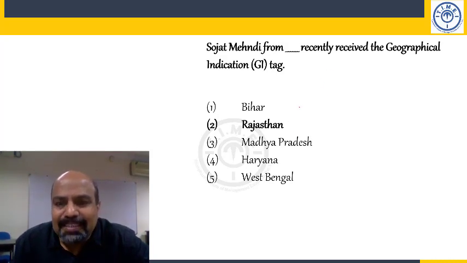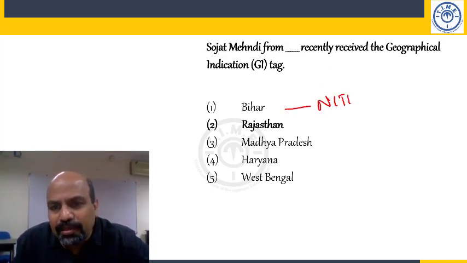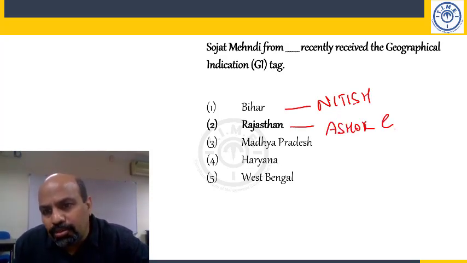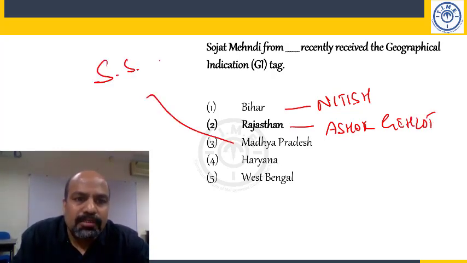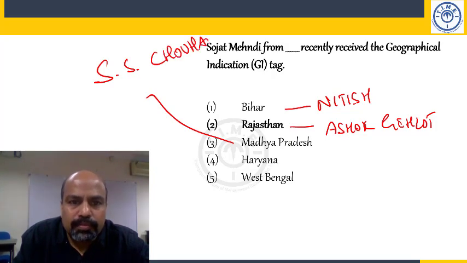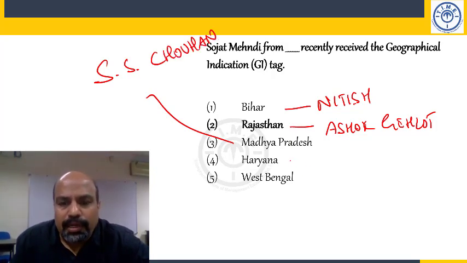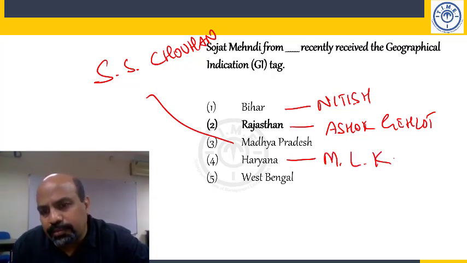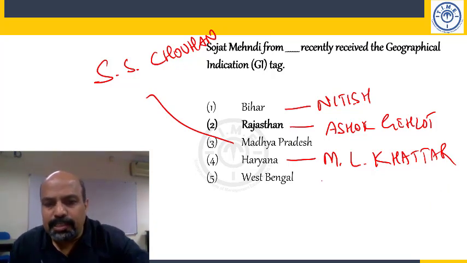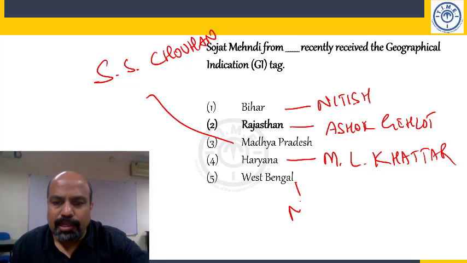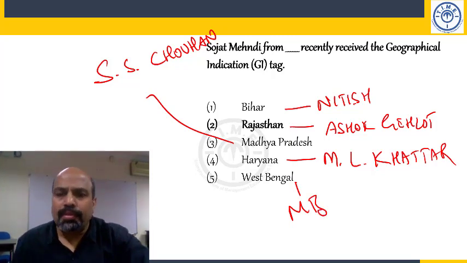Bihar Chief Minister Nitish Kumar. Rajasthan, Chief Minister Ashok Gehlot. Madhya Pradesh, Shivraj Singh Chauhan. Haryana, Manohar Lal Khattar. And West Bengal, Mamata Banerjee.